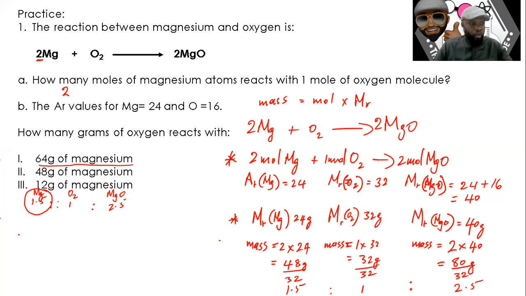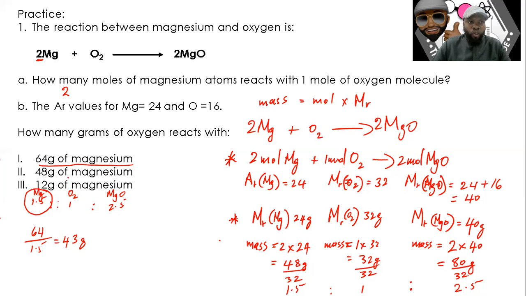When 64 grams of magnesium reacts with oxygen, what mass of oxygen does it need to react with to produce magnesium oxide? To find the amount of oxygen, I divide 64 by 1.5. 64 divided by 1.5 is 42.6, which we can round off to 43. So 64 grams of magnesium will need to react with 43 grams of oxygen.